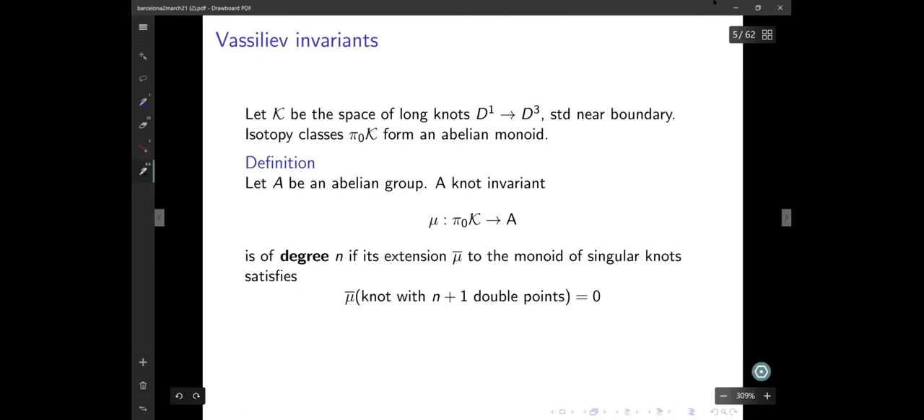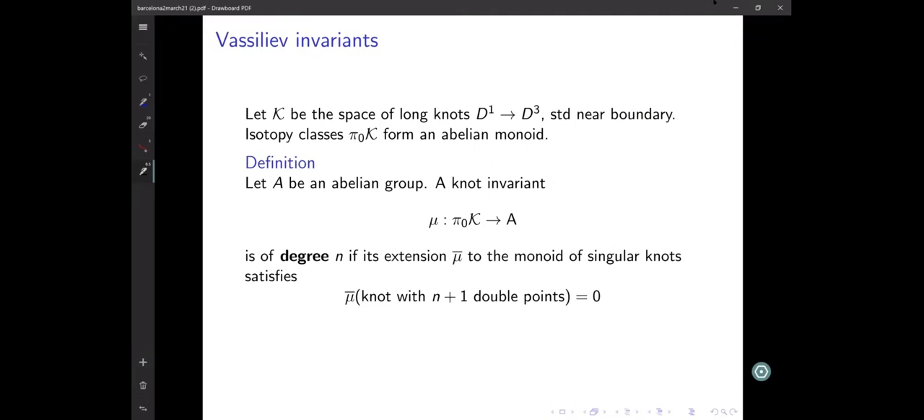And in knot theory, people study knot invariants. So here's a definition of a special kind of knot invariant. If you take an abelian group A, a knot invariant for this talk will just be a monoid map from the isotopy classes of the knot space to that abelian group, and we say it's of degree n, or a Vasiliev invariant of degree n, if its extension to the monoid of singular knots satisfies this equation.